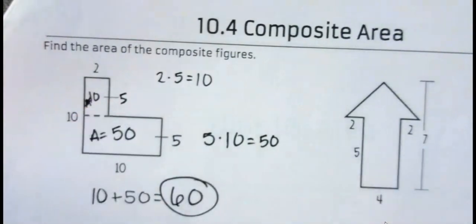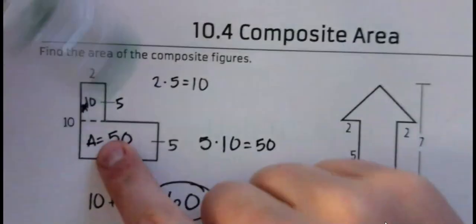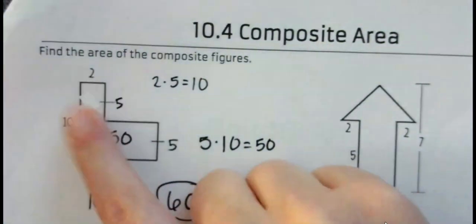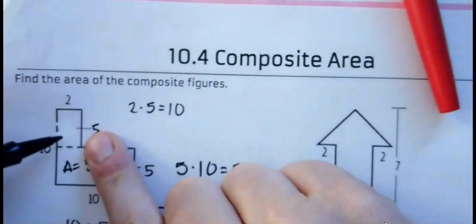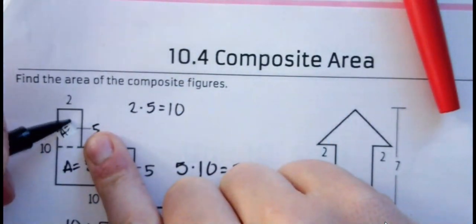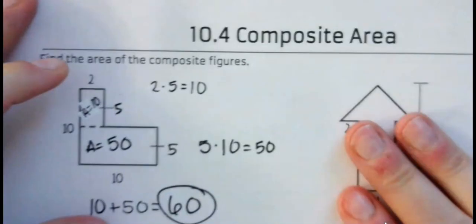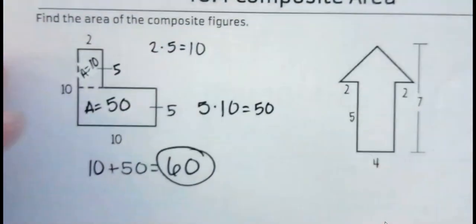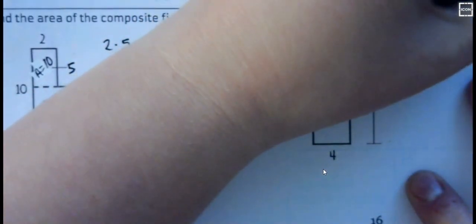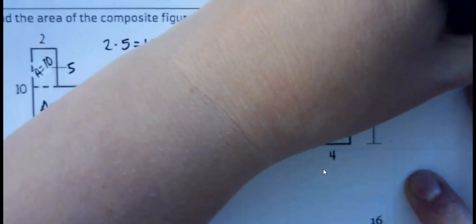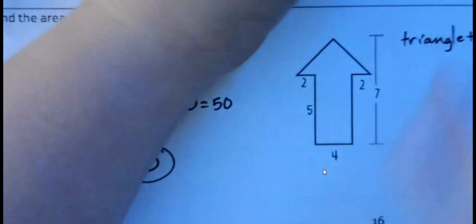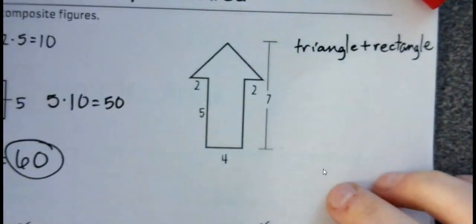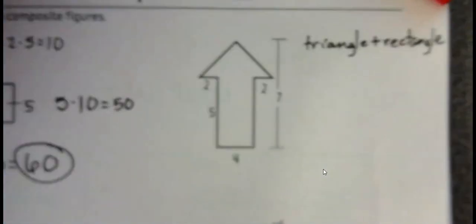So this one says A equals, but it looks kind of not good. So I'm going to rewrite it. We're going to say A equals 10. All right, and then this one. What 2 shapes? Okay, so over here, I'm going to write triangle plus rectangle. And we want to solve for the area of each one of those. Triangle plus rectangle.